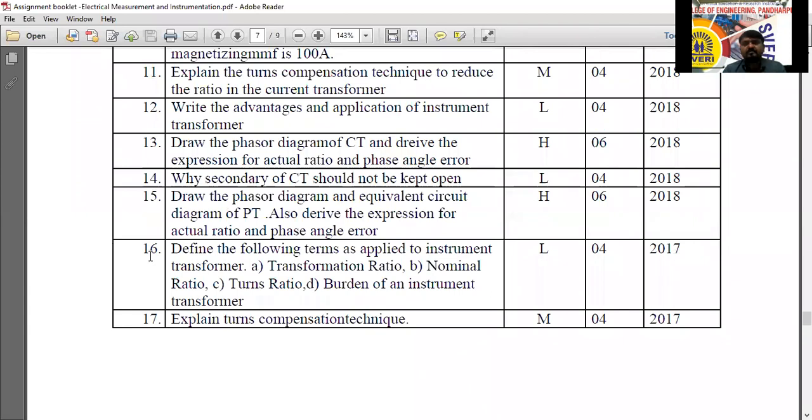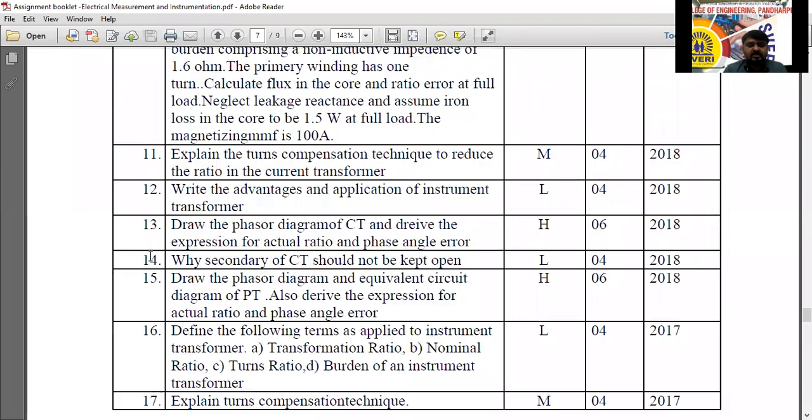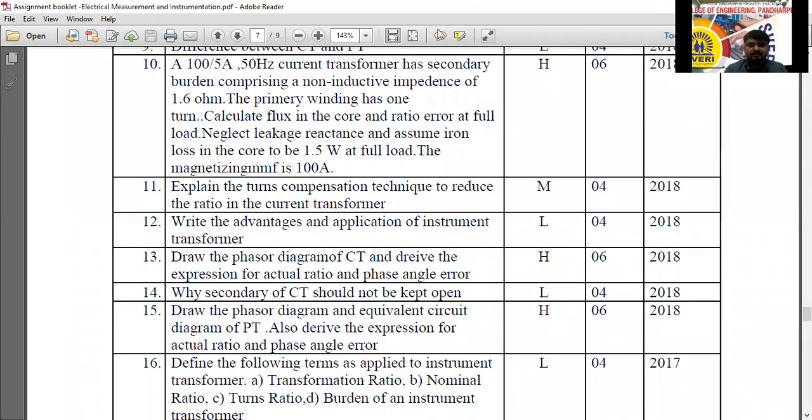Are you writing or not? Okay, only 17 questions are there. Out of 17, you take the 16th one and the 13th one. Next, this one also you take down. 12 also, right? The advantages and applications of instrument transformers. And 10 MCQs.